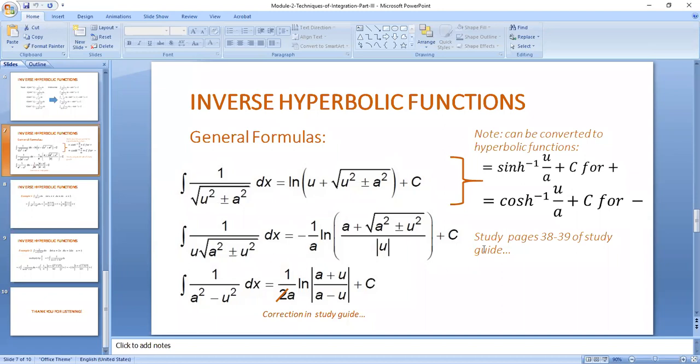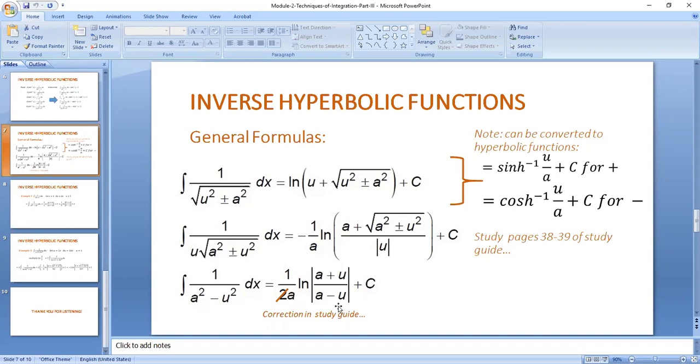Now in here this time, it was not written here, the answer for the resulting inverse hyperbolic functions as well. Now there's a note here that you study pages 38 to 39 of the study guide, which is also indicated in your Canvas notes. So please check on that. That way you will know the alternative formula for this one, or more examples on this particular use of the formula.